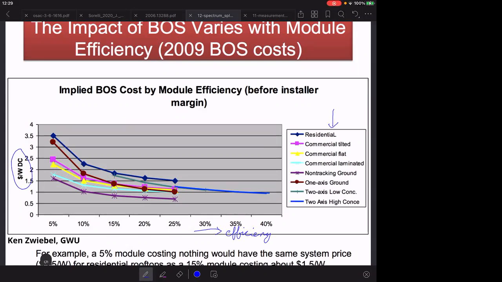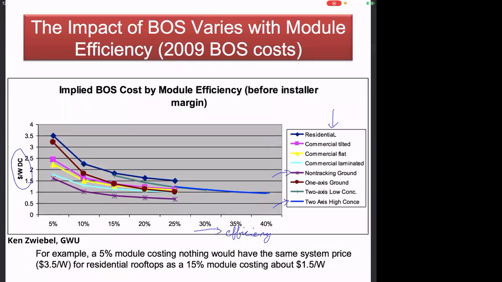So you can see the residential is the highest cost. Then there's the commercial tilted, commercial flat, and the lowest is actually non-tracking ground installation. But you can see the progression here where you have a two-axis high concentration system and so on and so forth. Now, in all cases, the efficiency is very important.